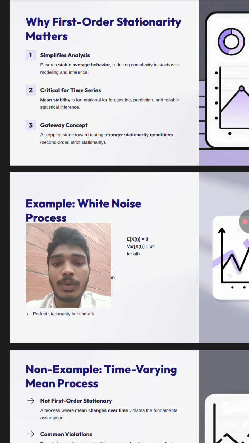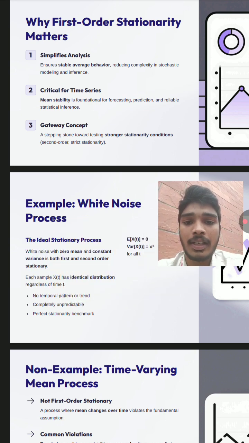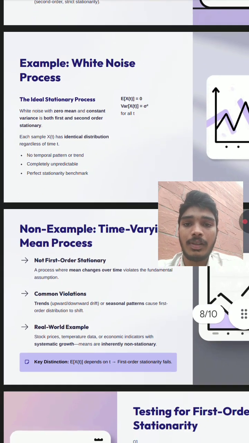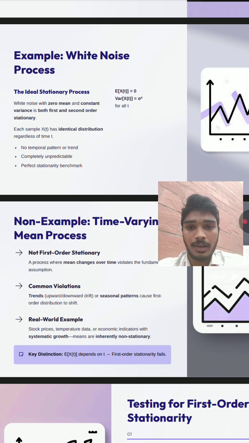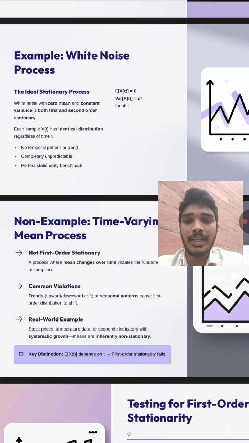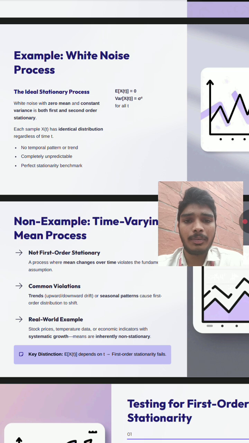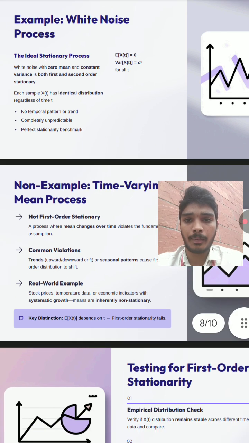A stepping stone towards testing stronger stationarity conditions. They are second order stationary and stationarity. Example: white noise process. It was one of the examples of a stationary process. The ideal stationary process: expectation of x of t equal to 0, variance of x of t equal to sigma x square. Sigma is the standard deviation, sigma square is the variance of x of t for all values of t.